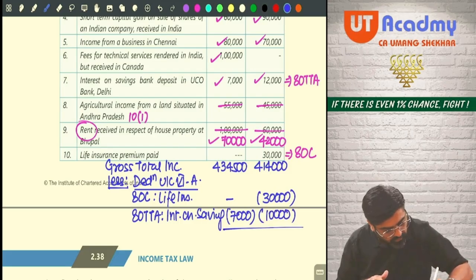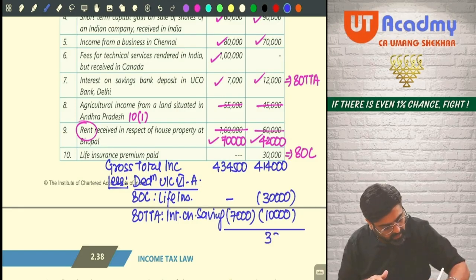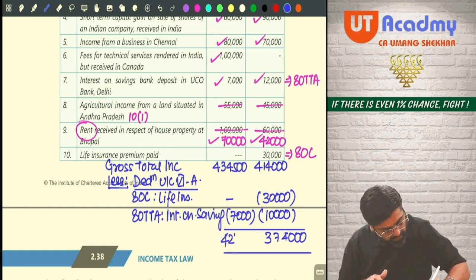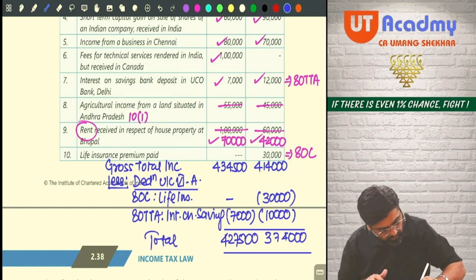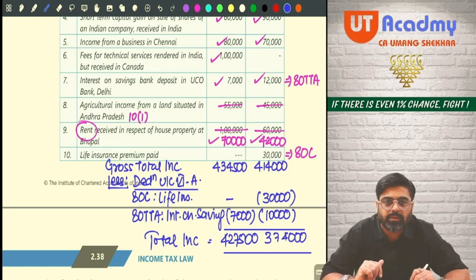Now what you will do? 4,14,000 minus 30,000 minus 10,000. You will get 3,74,000 here. And 4,34,500 minus 7,000. You will get 4,27,500 here. This is the total income for both the brothers. Done everyone? Easy? Very easy question.